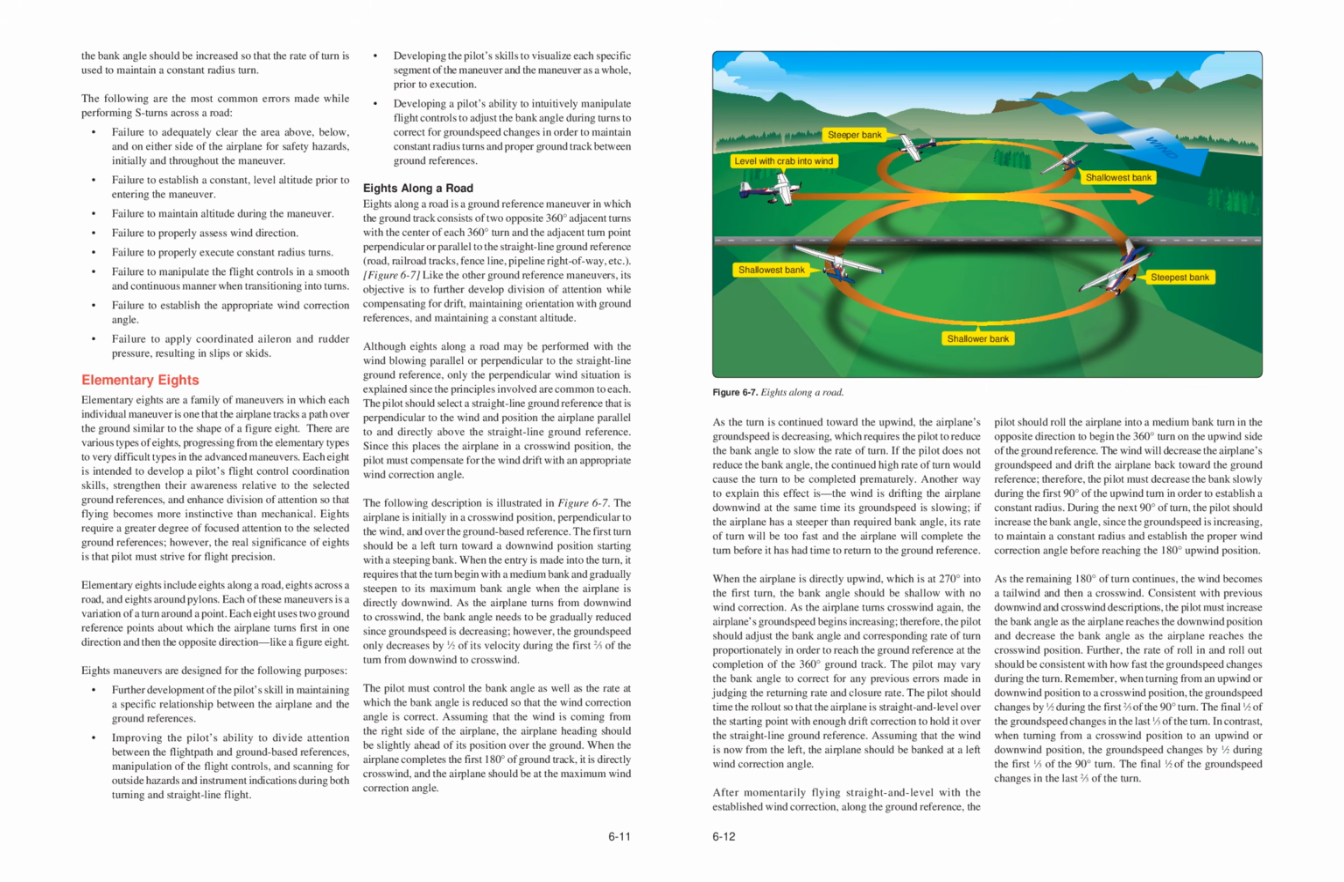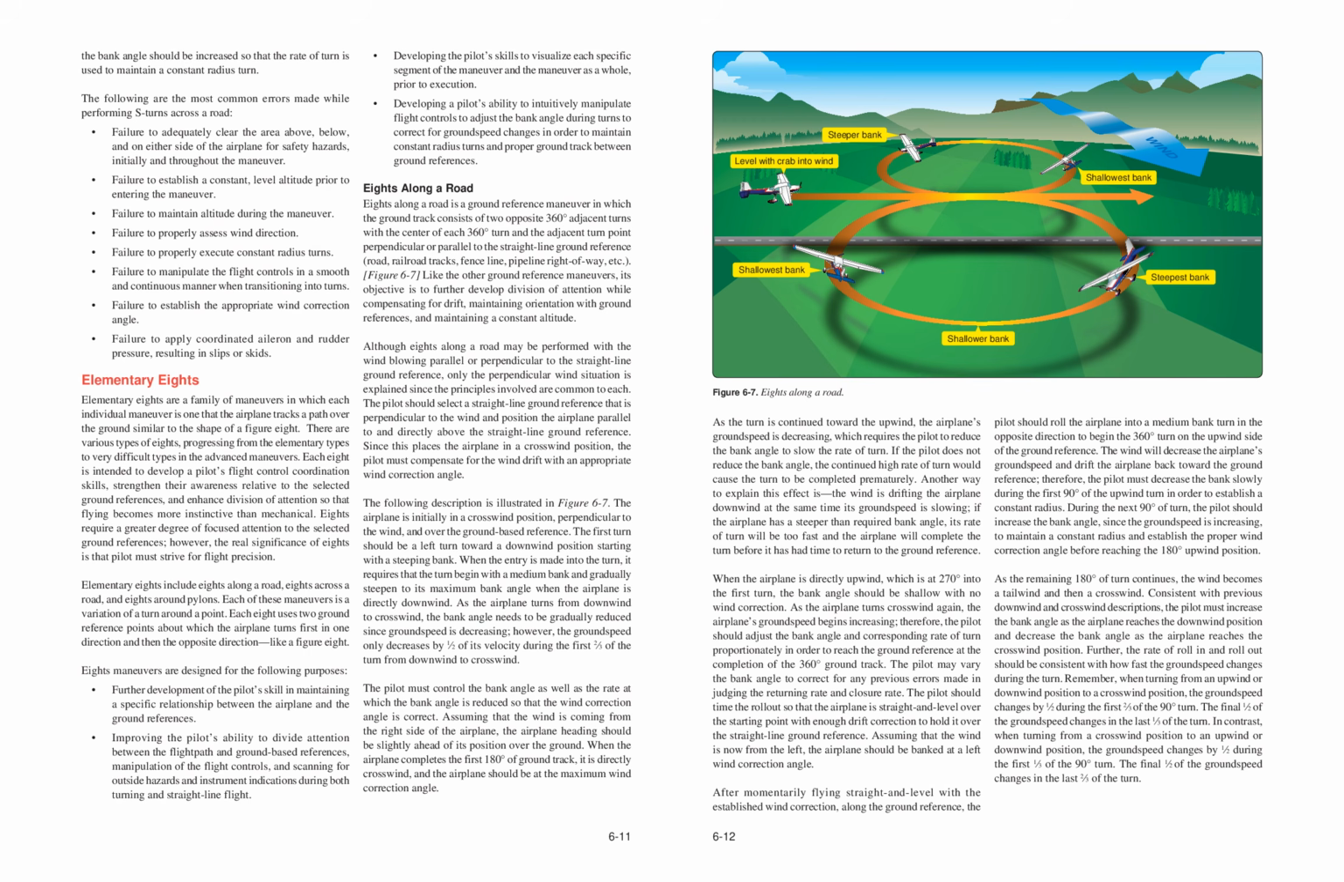Further development of the pilot's skill in maintaining a specific relationship between the airplane and the ground references. Improving the pilot's ability to divide attention between the flight path and ground-based references, manipulation of the flight controls, and scanning for outside hazards and instrument indications during both turning and straight-line flight. Developing the pilot's skills to visualize each specific segment of the maneuver and the maneuver as a whole, prior to execution. Developing a pilot's ability to intuitively manipulate flight controls to adjust the bank angle during turns to correct for ground speed changes in order to maintain constant radius turns and proper ground track between ground references.